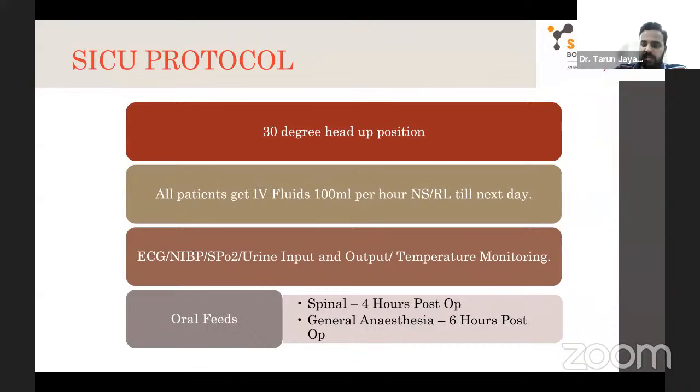So once the patient is shifted to the SICU, what do we do? We usually put a 30-degree head-up position. All patients receive IV fluids. Vitals of all the patients are monitored. And we break NBM usually 4 hours post-spinal or 6 hours post-general anesthesia.